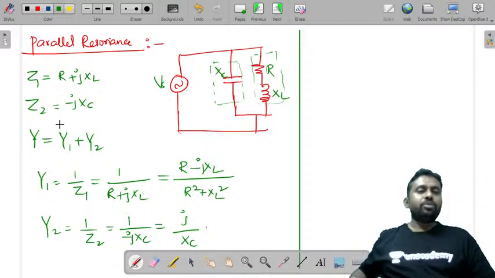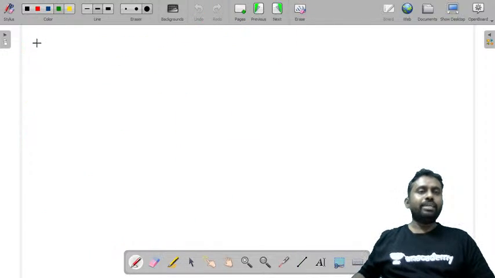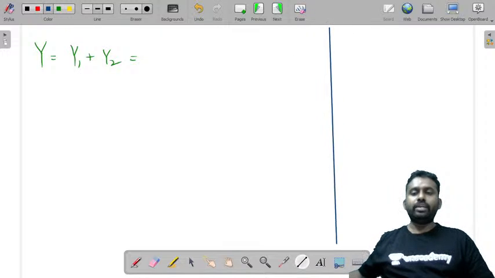So Y1 and Y2, we are writing admittance instead of impedance, because we have two parallel impedances here. Now write the total admittance: Y is equal to Y1 plus Y2.